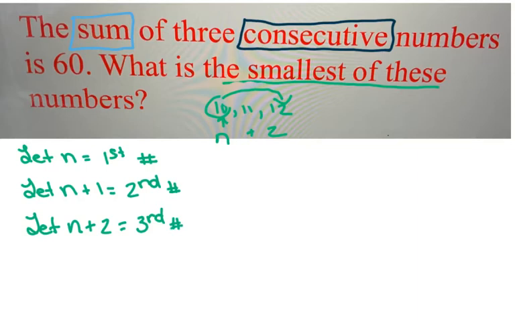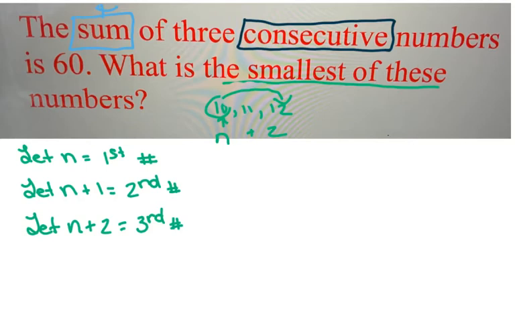You could also say smallest, middle, largest. I just like to do first, second, and third. And we know the first number would be the smallest in this case. So now we have to go back. What does sum mean? Sum means I need to add. So I need to add all 3 of these numbers up.